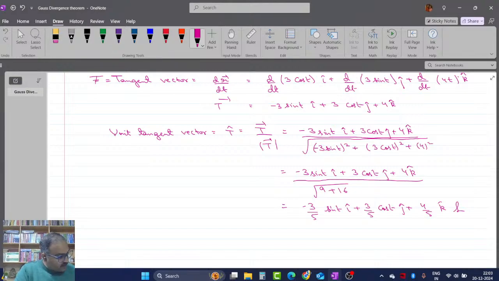Keep one thing in mind. You need to remember what rotational vectors are and what a solenoid is. These can come in 2 marks.